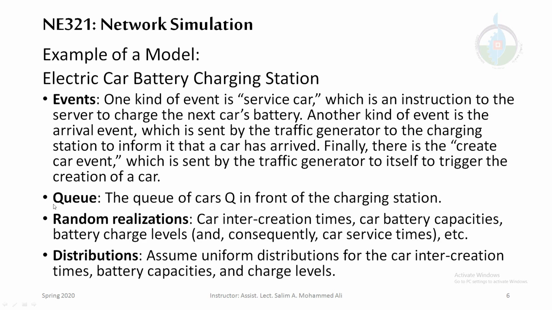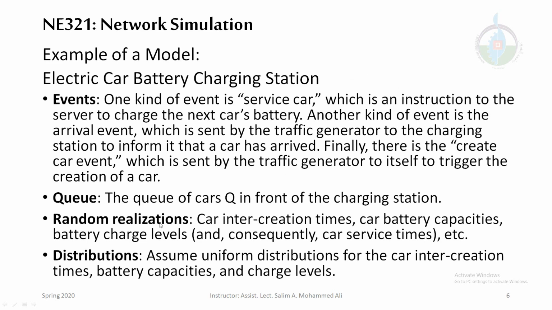The queue, we all know the queue is the cars queuing in front of the charging station. We say that the charging station has 5 rows. Since if we have 5 cars charging at the same time, then we will have a queue outside the station. They are waiting for these 5 cars, any of them, to be charged and leave the station. So there will be some queue ahead of the charging station.